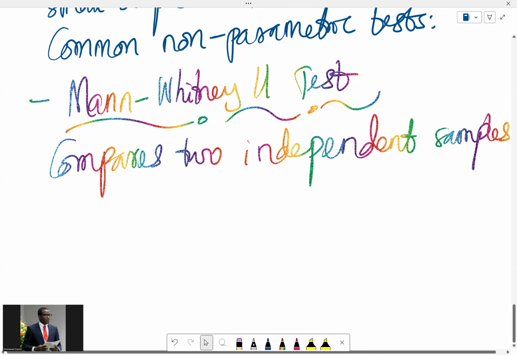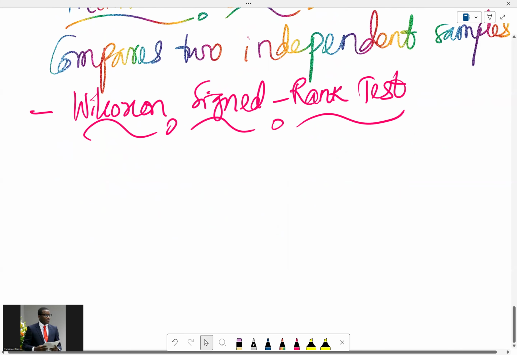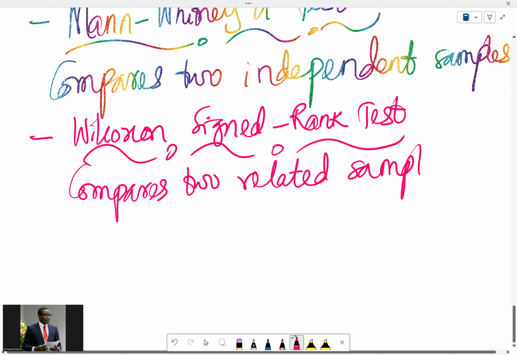Then we have the Wilcoxon signed rank test. This compares two related samples. I'm going to make a video for each of the tests to actually clarify what all this means. So it compares two related samples.